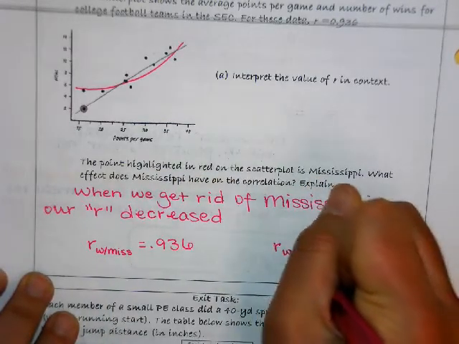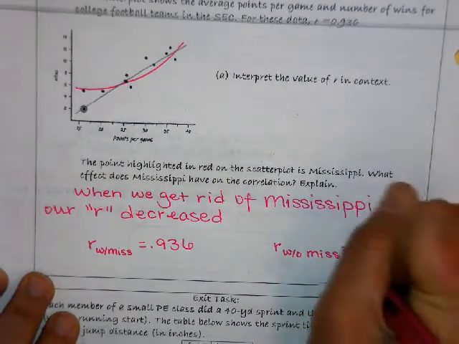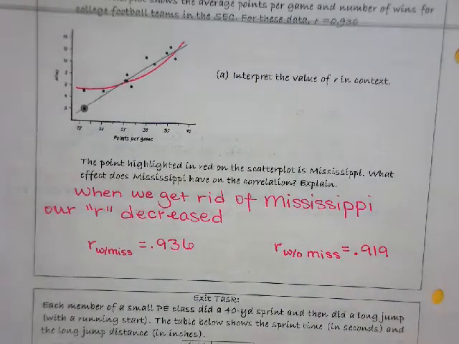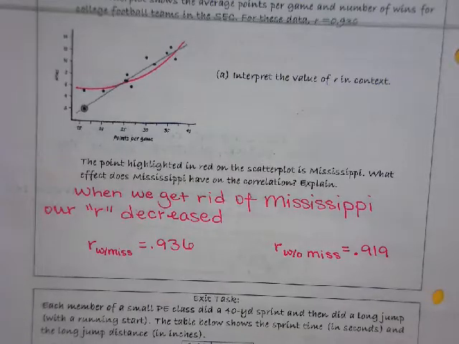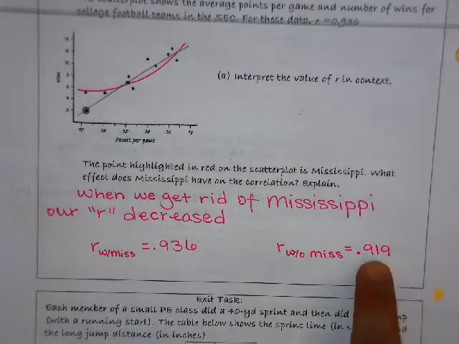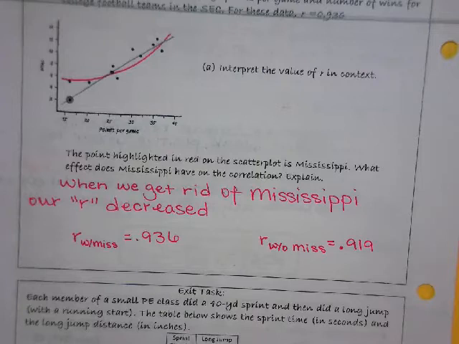So when we got rid of Mississippi, we went from 0.936 to 0.919. Without Mississippi, with Mississippi. Questions? Is that like a valid answer on the AP test? Like the R with this, R without? Yeah.